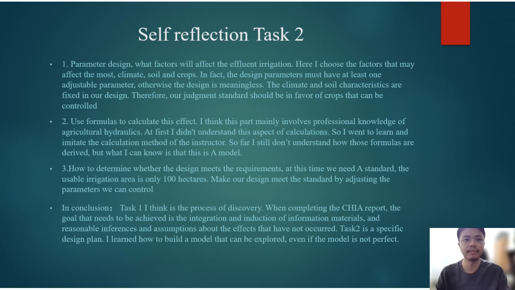And the third problem to be solved is how to determine the results of the design, because the independent variable is only crops. So our design vector is the hydraulic loading rate of crops. Finally, the requirements are met by changing the type of crops.